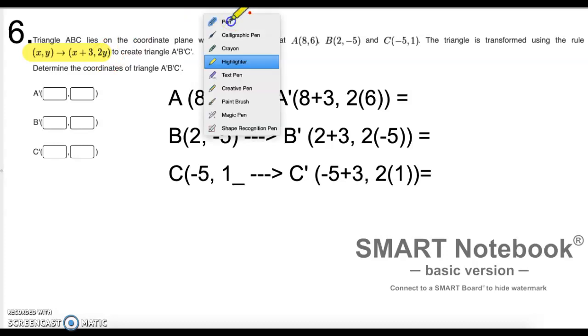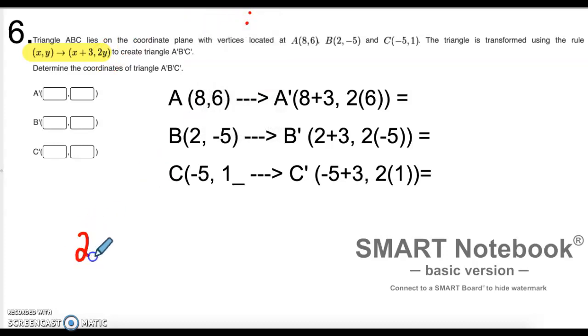So when you see 2y, that's telling you to do 2 times y. Remember, 2y is the same as 2 times y. So now all we need to do is take the coordinates that the problem gives us and apply this rule to them.